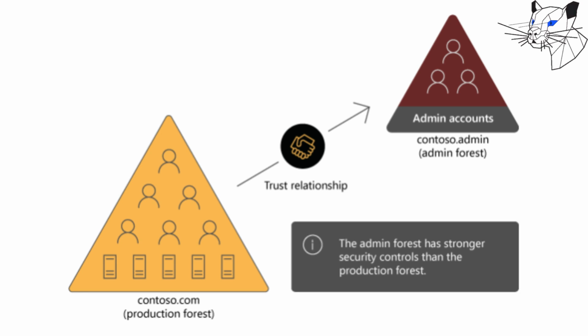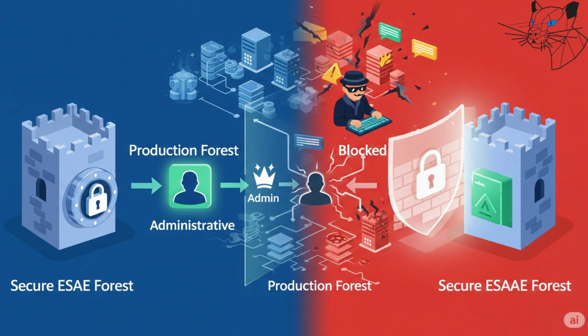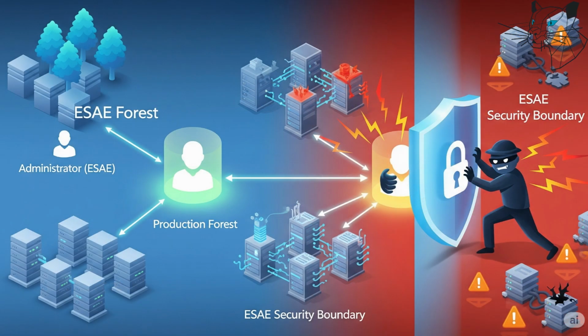The production forest is then configured so that administrative tasks in the production forest can be performed only by using accounts that the ESAE forest hosts. ESAE forests have the following benefits. Lockdown accounts. Standard non-privileged user accounts in the ESAE forest can be configured as highly privileged in the production forest. For example, a standard user account in the ESAE forest is a member of the Domain Admins group in a domain in the production forest.